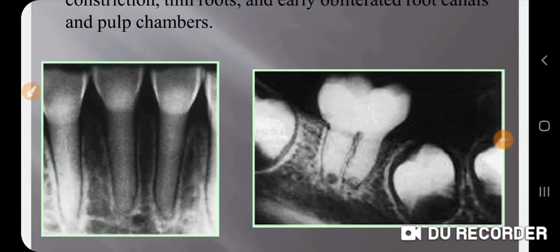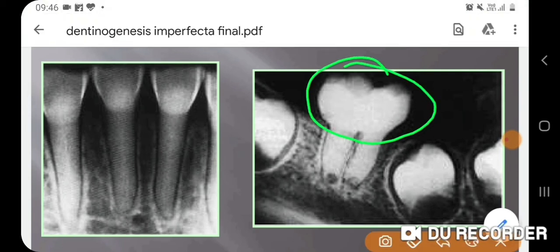Now we come to the radiographic examination of type 1 and type 2 dentinogenesis imperfecta. We can observe the bulbous crown, and we can also observe the cervical constriction.